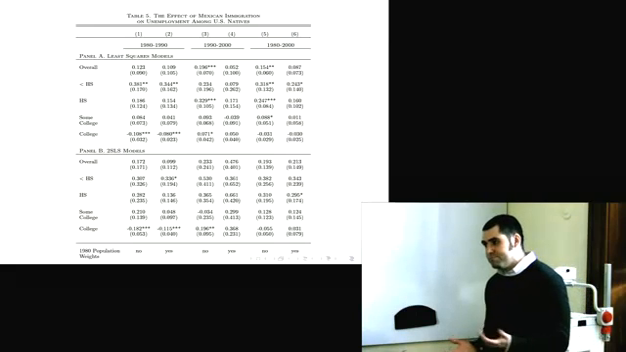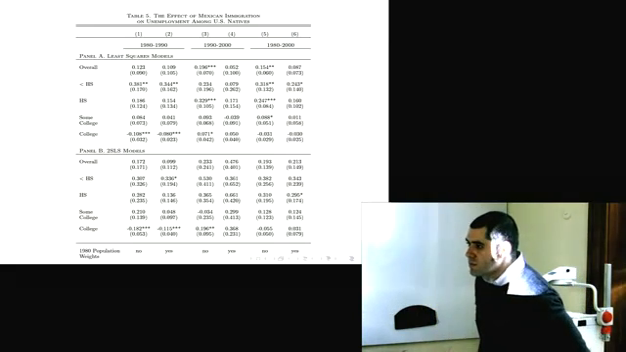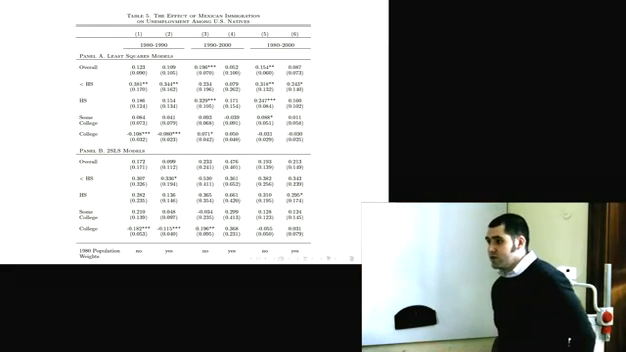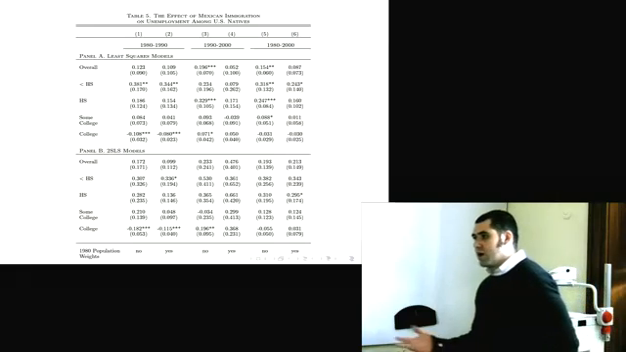Is the unemployment rate only the unemployment rate of the native born? Yes, only the native born. That's right. We're not including prior migrants.